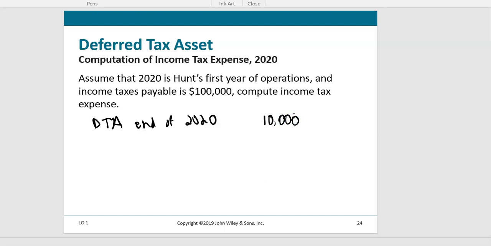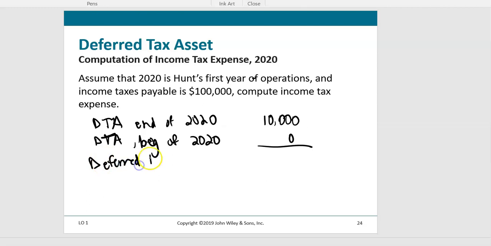We're going to look at the difference between that and the deferred tax asset at the beginning, because really what we want is that change in the deferred tax asset. And we know this was a new company. They started in 2020, so it must have been zero. So this difference, this change in the deferred tax asset account, this is what we call our deferred tax expense for 2020.